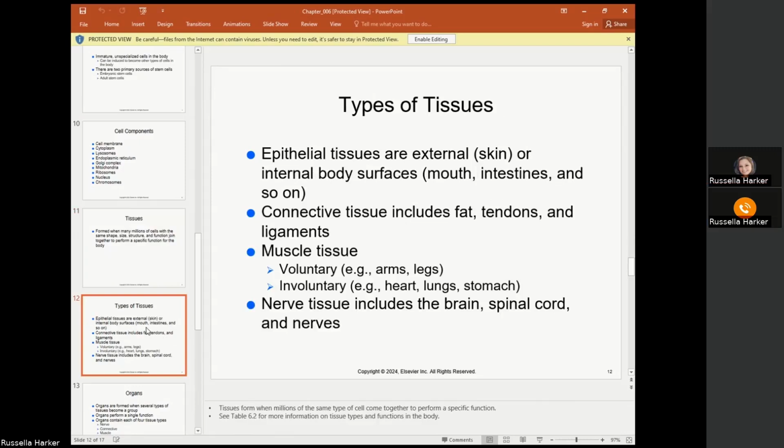So here it lists those 4 types of tissues, the epithelial, which are external skin or internal body surfaces. If they're internal body surfaces, it's a smooth surface like the mouth or the intestines and things like that. Connective tissue includes fat, tendons, and ligaments. Muscle tissues vary. They can either be voluntary, which we move on our own, like our arms and legs, or involuntary, which move on their own, like the heart, lungs, and stomach. Nerve tissue includes the brain, spinal cord, and nerves.